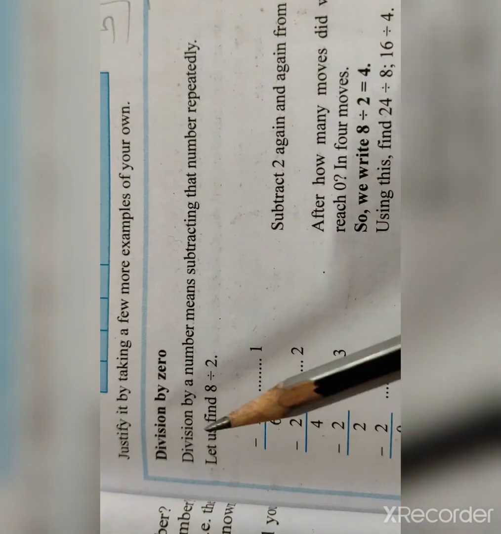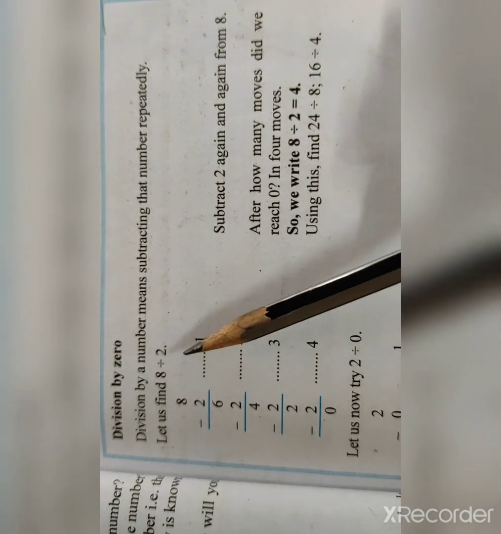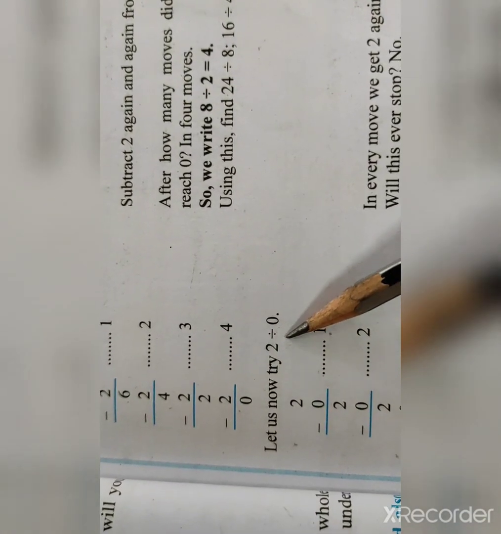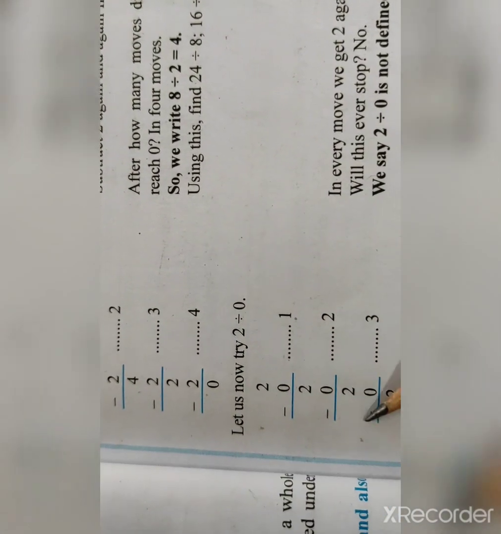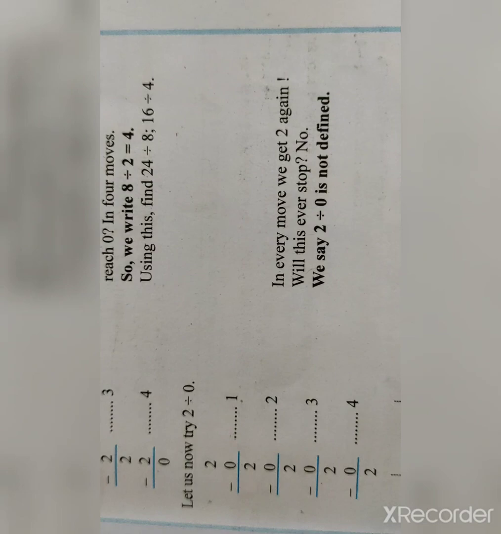Okay, now any number divided by 0. Division is repeated subtraction. If we want to divide 8 by 2, we subtract 2: 6, 4, 2, 0. But 2 divided by 0, every time we subtract 2, 2, 2, infinite times, so it is not defined. So we can say that any whole number divided by 0 is not defined. So 3 divided by 0 not defined, 4 divided by 0 not defined.